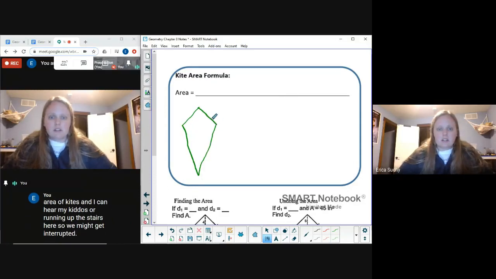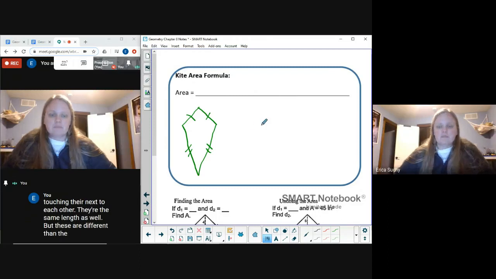All right, so here is a typical kite, and a kite has two pairs of congruent consecutive sides, which means these top two sides are touching, they're next to each other, and they're the same length. The bottom two sides are touching, they're next to each other, they're the same length as well, but these are different than the top two sides.